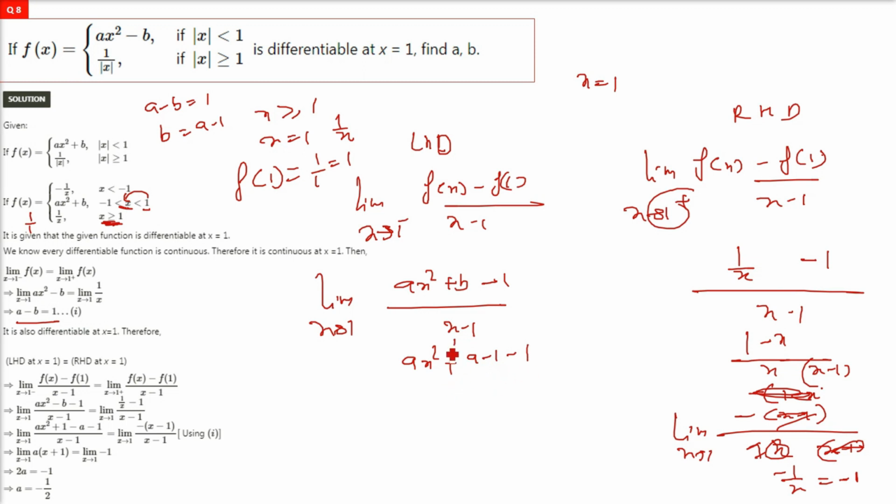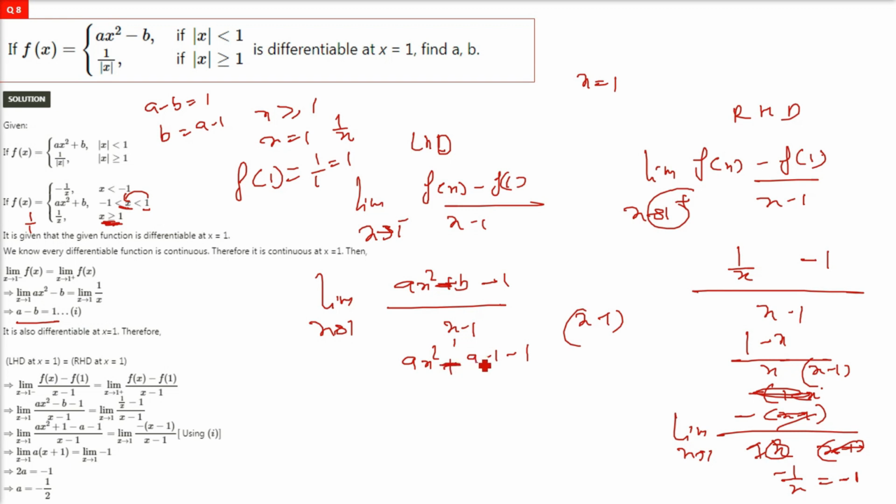But it is not ax square plus b. I have done again a mistake. I am so sorry about that. It is not ax square plus b, it is ax square minus b. So when you put minus b, this will be negative a plus 1, and in the denominator you have x minus 1. By this step, I know that I committed a mistake. That mistake is simply that I used ax square plus b, which is not the correct one. Ax square minus b I have to use.